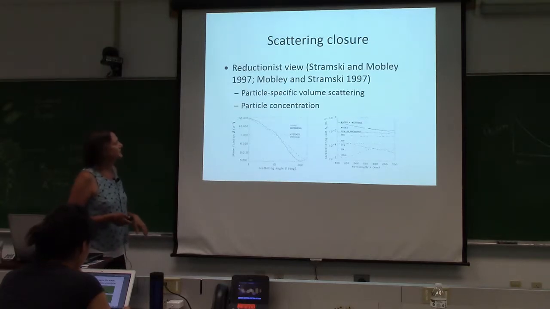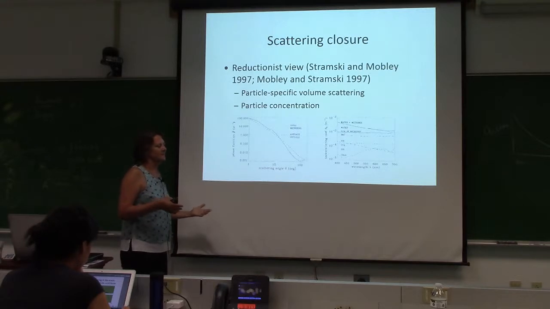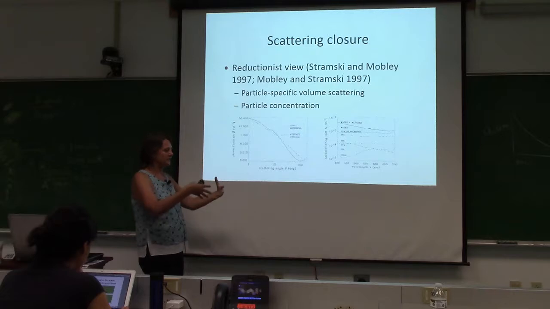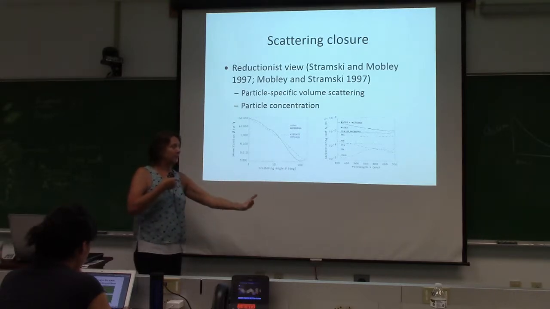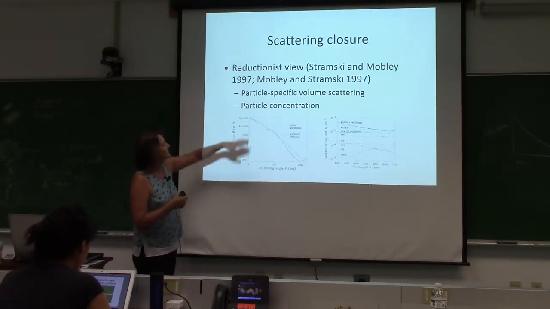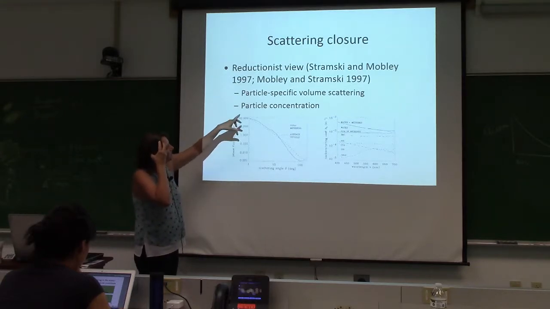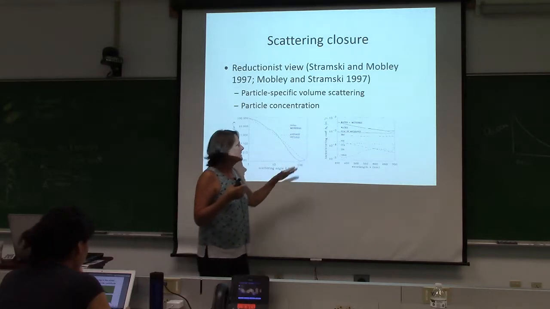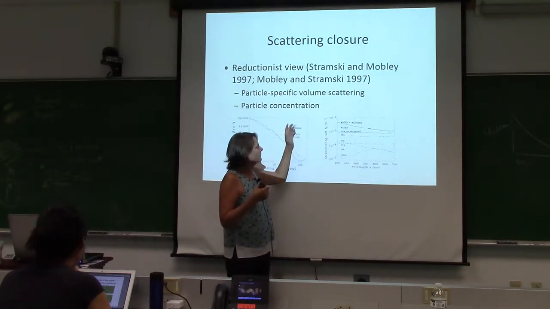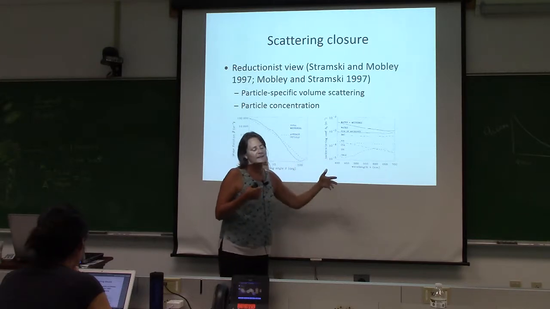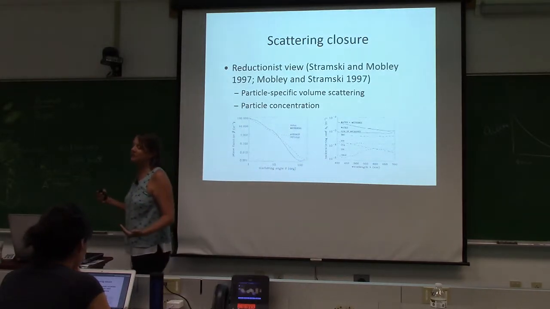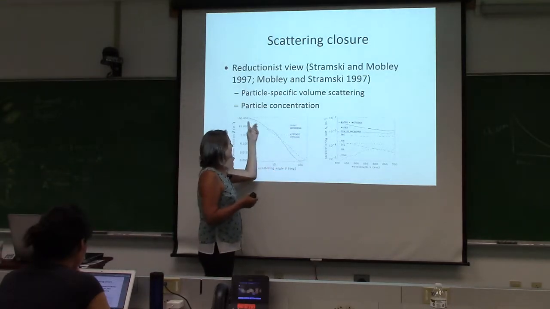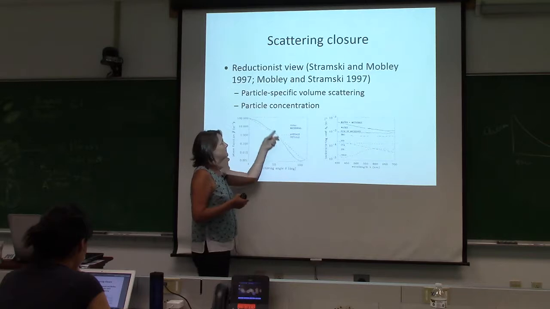And so scattering closure is where you make all these measurements and maybe match it to models, or you measure the total scattering and then you try to reconstruct the total scattering from the scattering properties of all the particles. And this is the reductionist view that Darius and Curtis Mobley did a number of years ago, where they actually looked at the volume scattering functions for a variety of different particles in the ocean, and then they figured out how many of each of these particles you might find in the ocean, and they added it all up together and tried to reconstruct the volume scattering function that had been measured in the ocean.